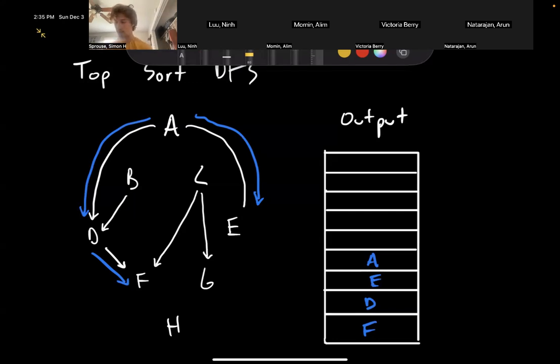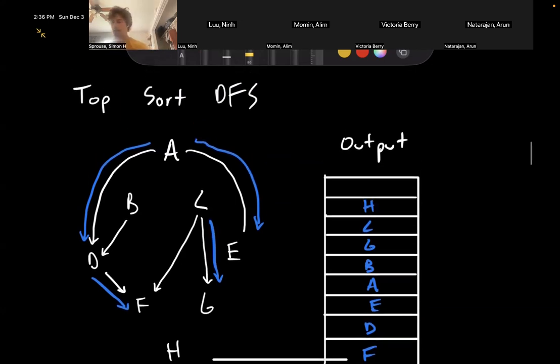We don't need to do any depth first search there. So add B. C doesn't need to see F because F has already been found, but it does need to find G. And then as soon as it finds G, C terminates, and then H is just doing its own thing. So that's top sort using DFS.